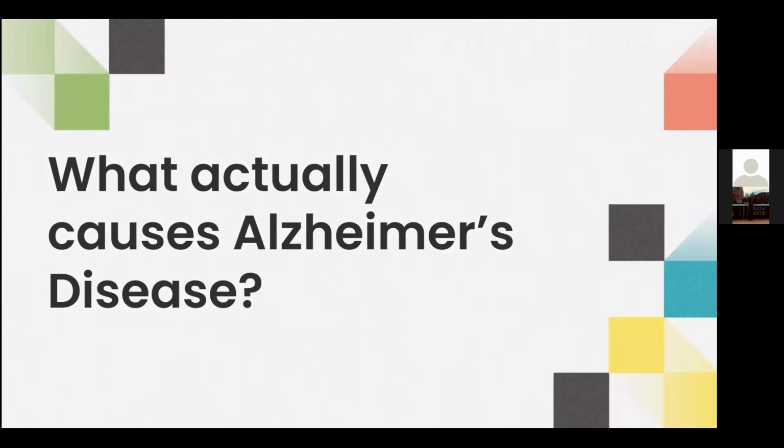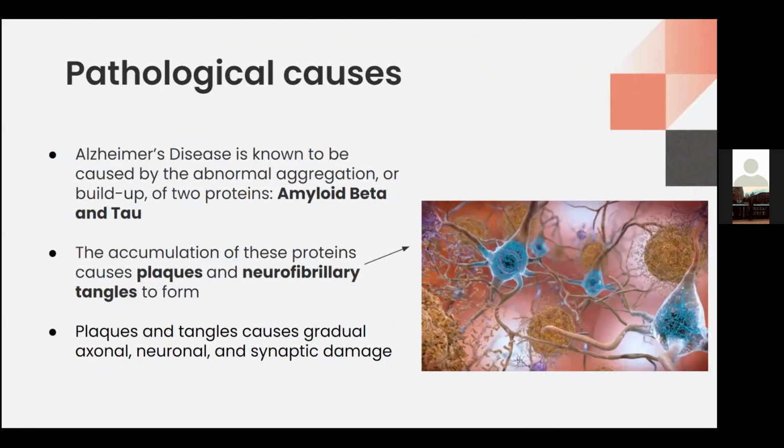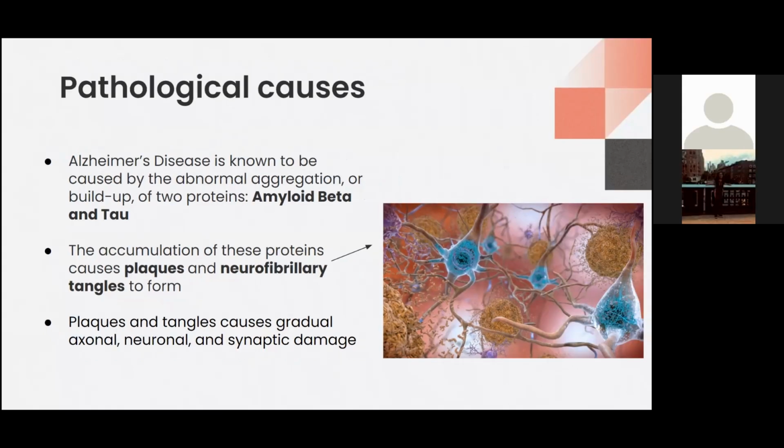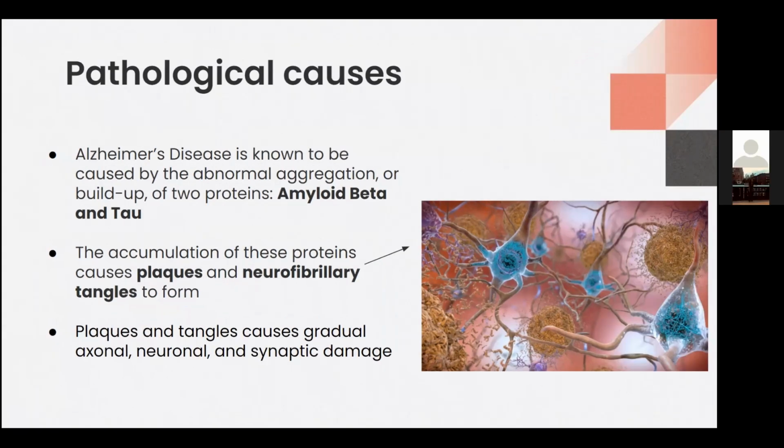So what actually causes Alzheimer's disease? These are some pathological causes that scientists have known to cause Alzheimer's disease. We know that it's a buildup of two proteins called amyloid beta and tau protein. The accumulation of these proteins can cause plaques and tangles to form in the brain. These tangles can cause neurons to block, and they impede the communication from one neuron to another neuron. And eventually these neurons will die. And that's how Alzheimer's comes about.